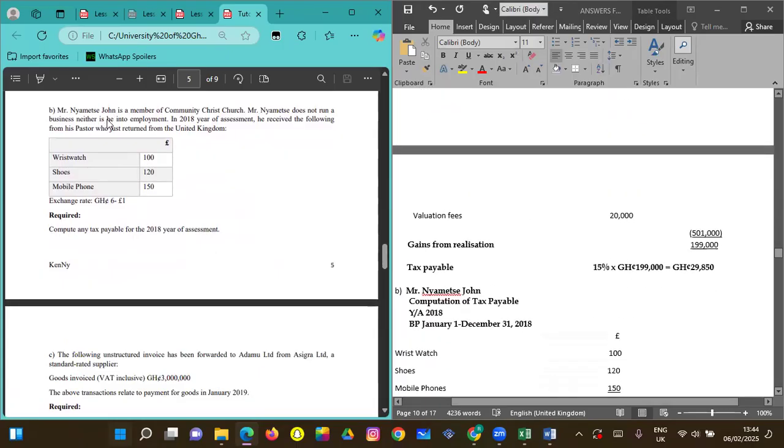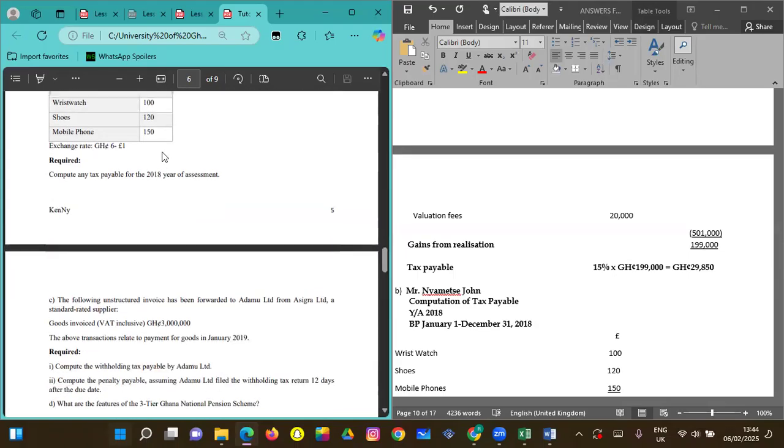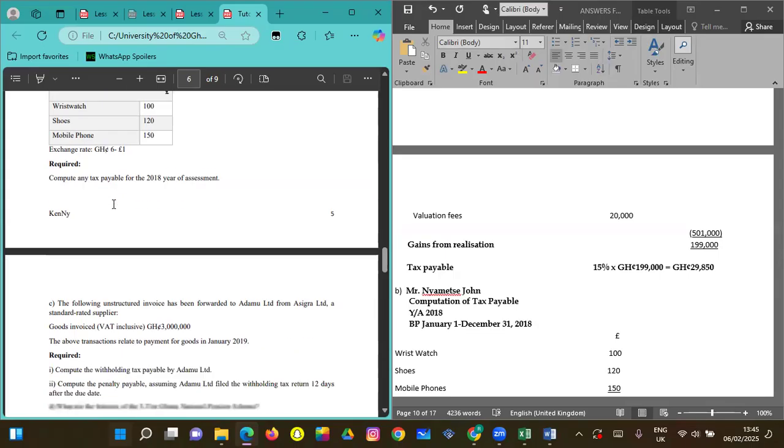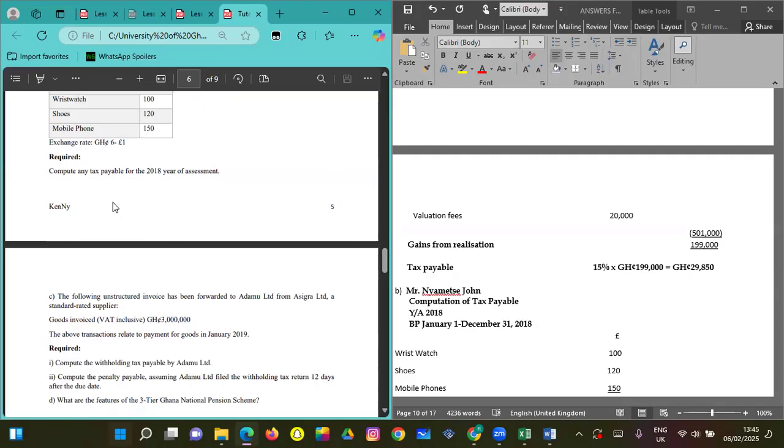Then B, Mr. Nyamiche John is a member of Community Christ Church. Nyamiche does not run a business, neither is he into employment. In the 2018 year of assessment, he received the following from his pastor who just returned from UK: a wristwatch worth 100 euros, shoes 120 euros, mobile phone 150 euros. The exchange rate for that particular year was 1 euro is 6 cedis. Compute any tax payable.